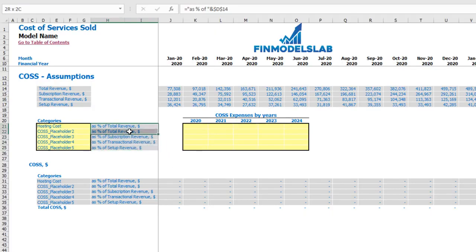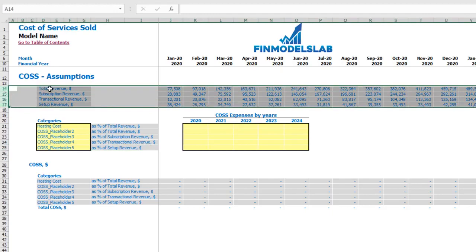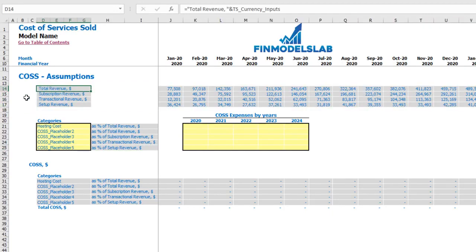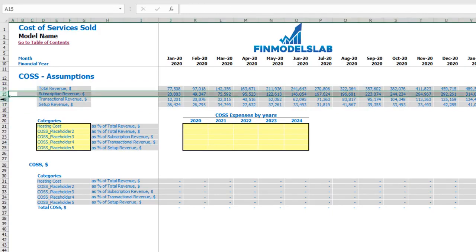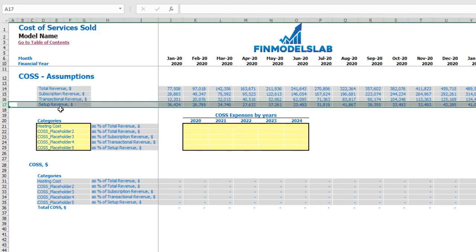The first 2 line items are reserved for the calculation as a percentage of total revenue, another one as a percentage of subscription revenue, one more as a percentage of transactional revenue, and the last one is used for the calculation of cost of services sold as a percentage of setup revenue. So let me show you how it works. On the top you have the basis of calculation, which is total revenue, and the breakdown: subscription revenue, transactional revenue, and setup revenue.